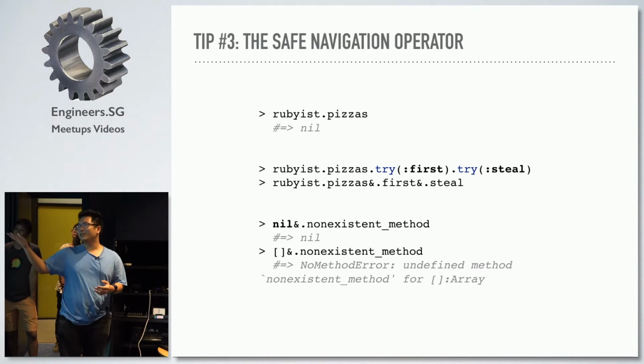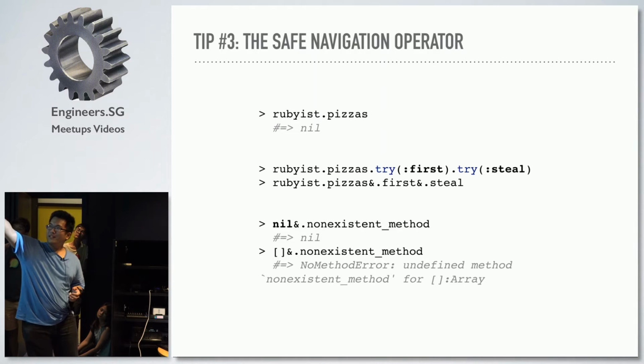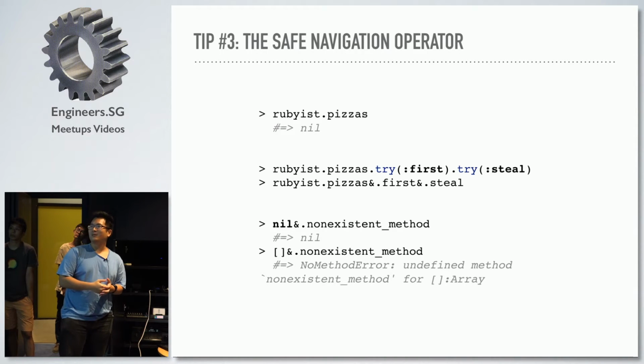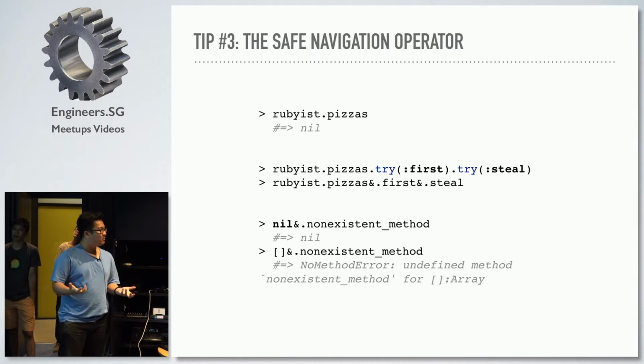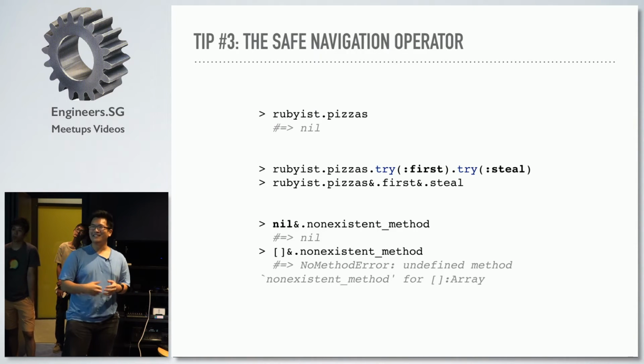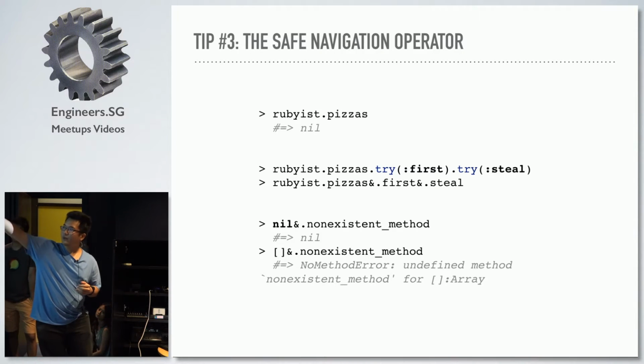So if you're familiar, then you would know that if my rubies.pizzas returns nil, I can still do a try first, try steal, to try and steal that pizza. And it wouldn't work because it's nil, but you won't raise an exception, right? Because in some cases, you might get some pizzas. So you want to try. In Ruby 2.3.0, you get this for free using the safe navigation operator. So this is how it will work, the equivalent statement.